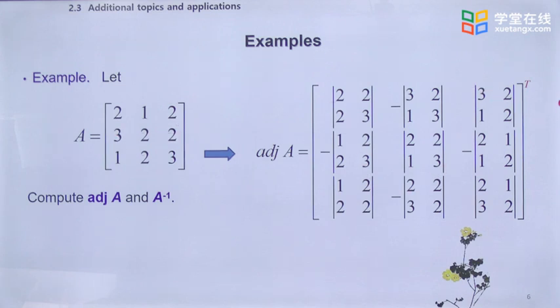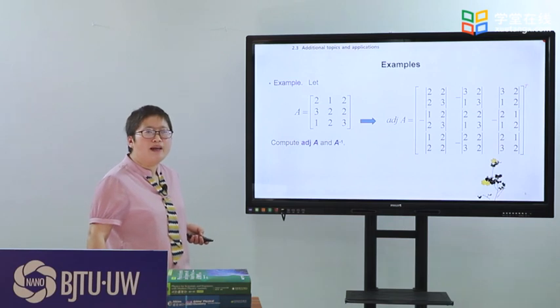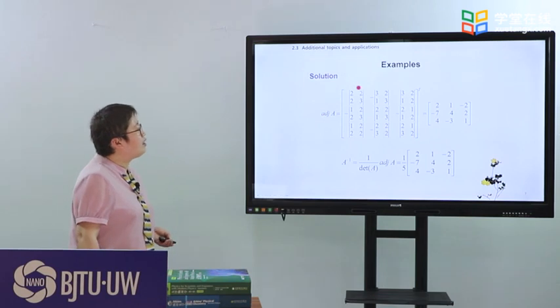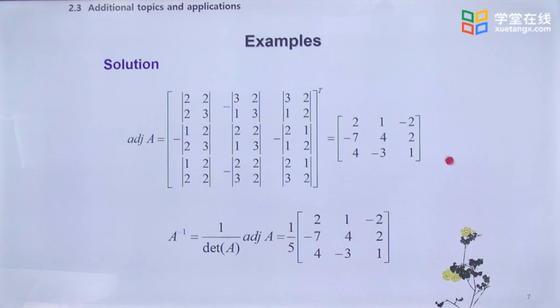And then do the transpose. Be careful. Here we need to do the transpose to get adjoint of A. This means the first column of adjoint A should come from the cofactors of the first row of A. Okay? And then we compute adjoint of A here, and we found it's a 3 by 3 matrix. After we get this 3 by 3 matrix, we have A inverse equals 1 divided by the determinant of A times adjoint of A.